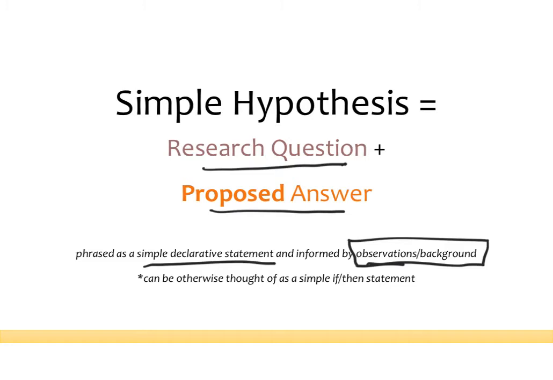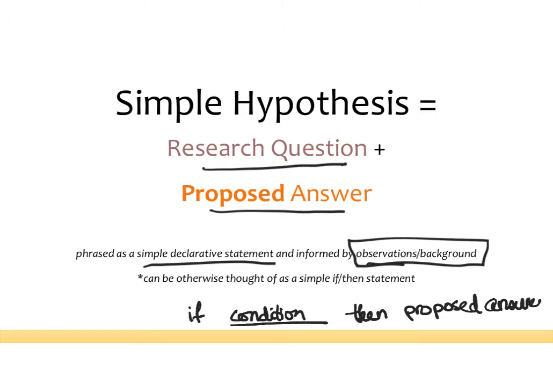You can think of it as a simple if-then statement. So if a certain condition, then proposed answer. This is what you think will happen in this condition. This is the simplest form of a hypothesis. And this is very testable because then you would just expose to the condition and look for what you think is going to happen.